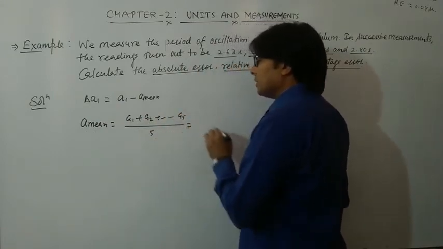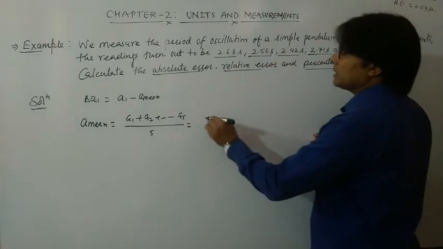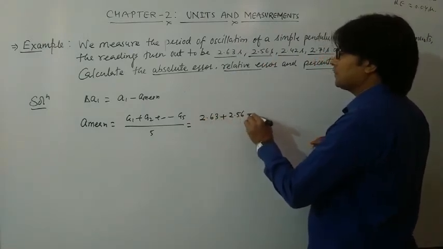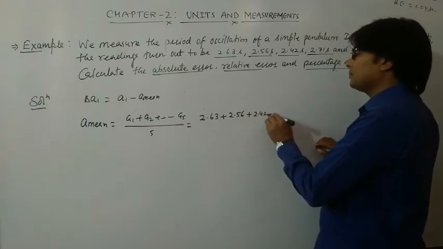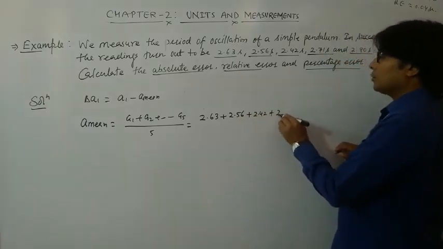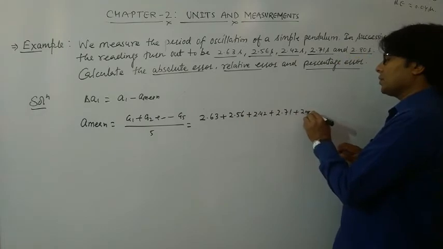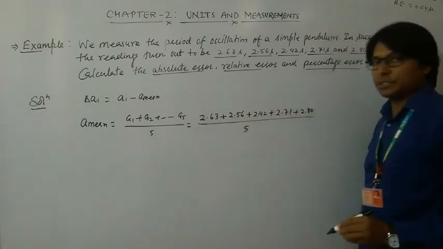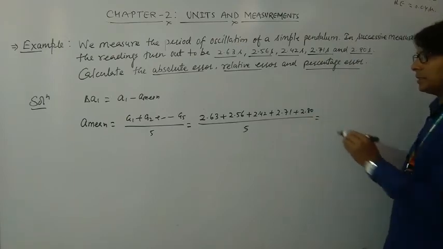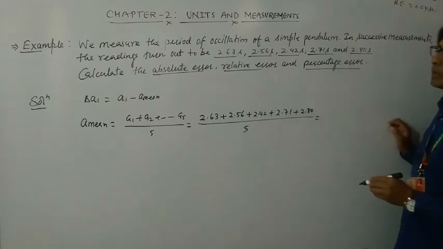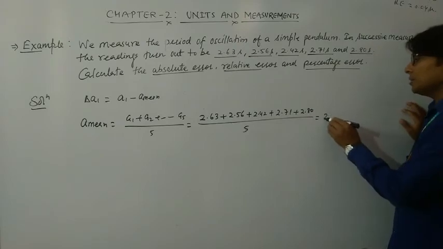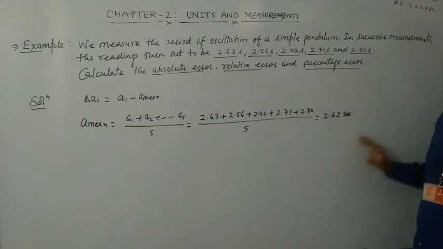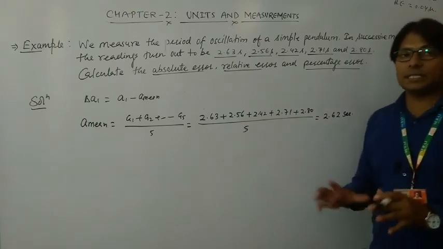So what is the value of the first reading? You will say 2.63, second 2.56, third 2.42, fourth 2.71, and the last is 2.80, divided by n, that is the 5 observations we have taken. When you solve this expression, the mean value comes out to be 2.62 seconds. So this is the mean value, which is considered here as the true value.